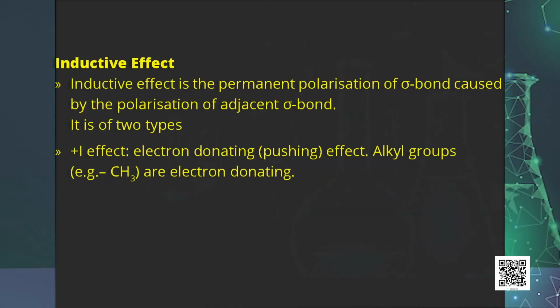It is of two types: plus inductive effect, known as plus I effect or electron donating effect. Alkyl groups like methyl group, ethyl group, etc., are electron donating groups. So, in a tertiary carbocation, there are 3 electron releasing groups attached to the positively charged carbon atom, dispersing its charge. Hence, tertiary carbocation is most stable, while in a secondary carbocation, there are 2 electron releasing groups attached to the positively charged carbon atom, dispersing its positive charge.